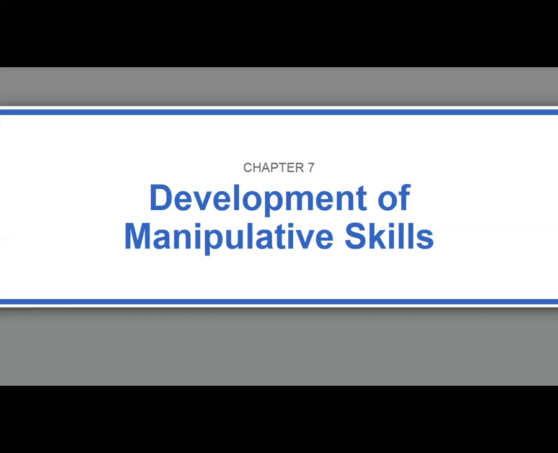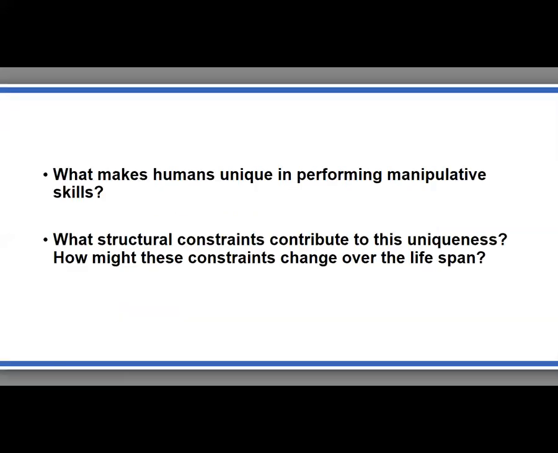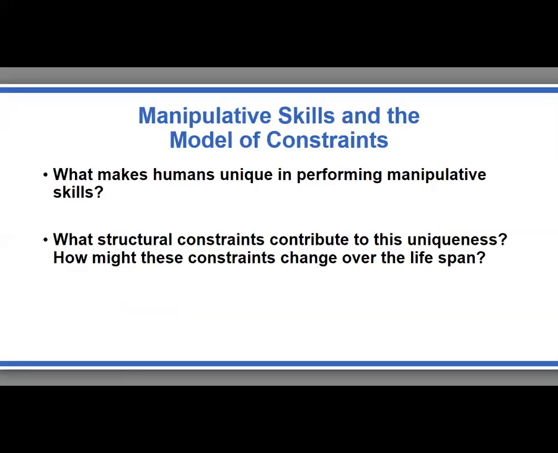So, development of manipulative skills. All right. So, manipulative skills and model of constraints. What makes humans unique in performing manipulative skills will be answered, and what structural constraints contribute to this uniqueness, and how might these constraints change over the lifespan?